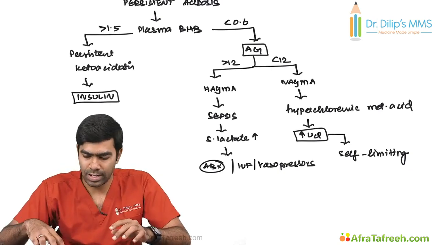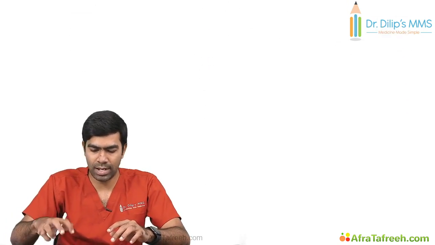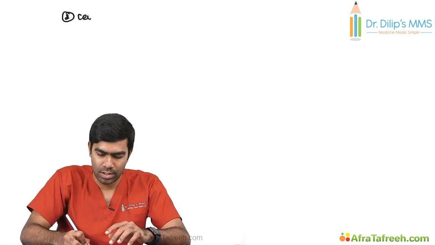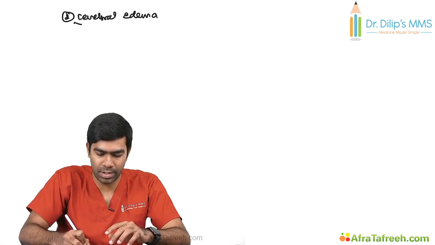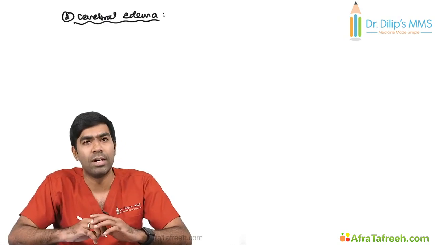Obviously, the next most important and dangerous complication is going to be cerebral edema. And please remember that cerebral edema is the most common cause of death in children who are suffering from DKA. Having said the word children, that is true because adults with DKA very rarely get cerebral edema, which means DKA usually does not result in cerebral edema if the patient's age is more than 20 years. So it's a very important complication in children, not in adults.